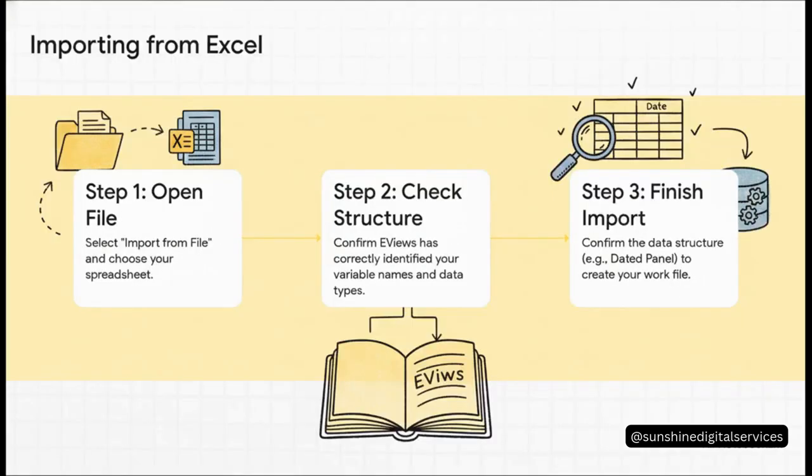You'd think getting your data in would be a huge headache, but it's actually super straightforward, especially if you're coming from something like Excel. It's basically a three-step dance. You tell it to import your file, EViews takes a look and makes some smart guesses about what it sees, you give it the nod that everything looks right, and boom! You click Finish and your work file is ready to go.